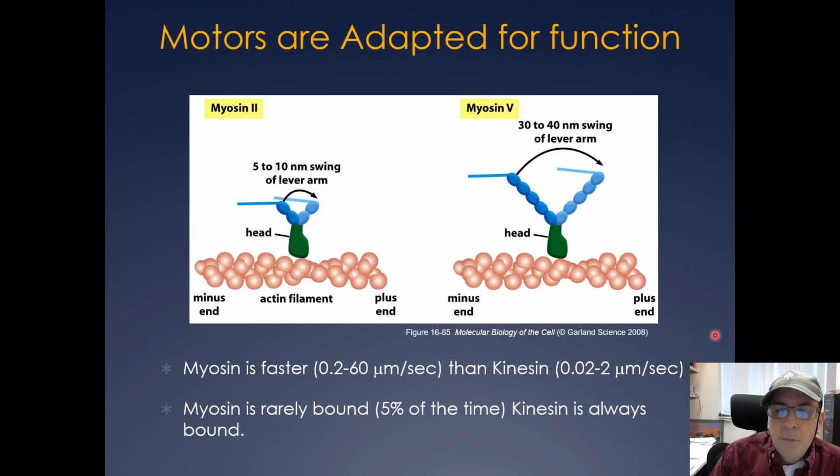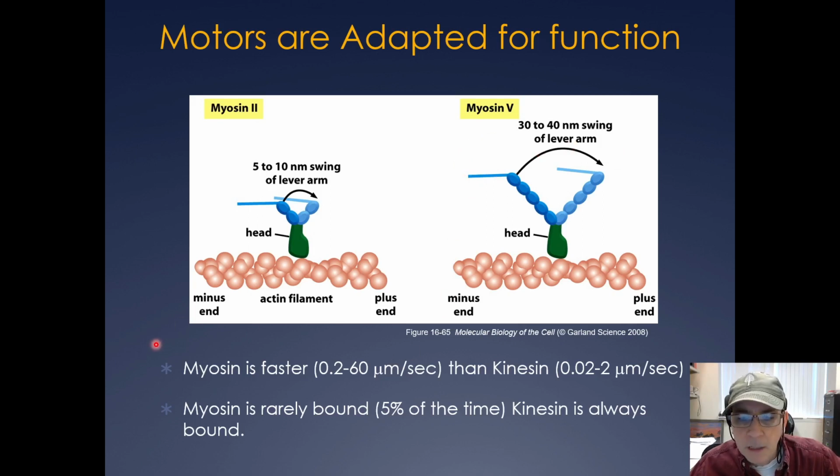Now, as you can probably imagine, with the 45 different kinesins and the 15 or so myosins, these have been adapted for different functions. In the case of myosin 2, we've seen that it forms the myosin thick bundle used for muscle contraction, and it has a shorter lever arm, so it doesn't go as far, whereas myosin 5 has a much larger lever arm, and tends to move small vesicles around.